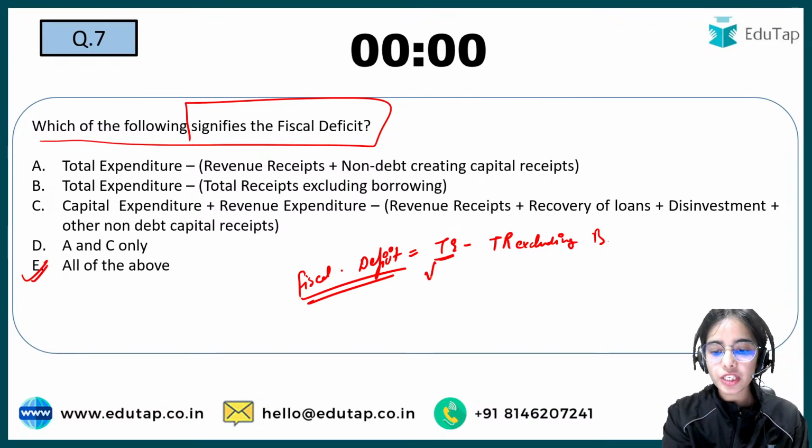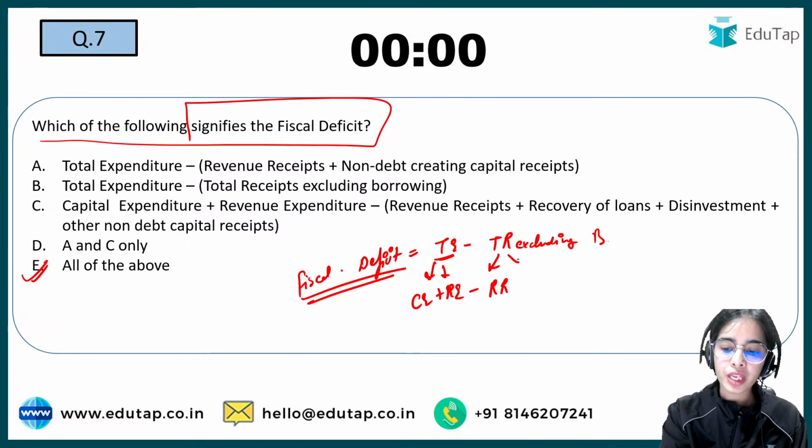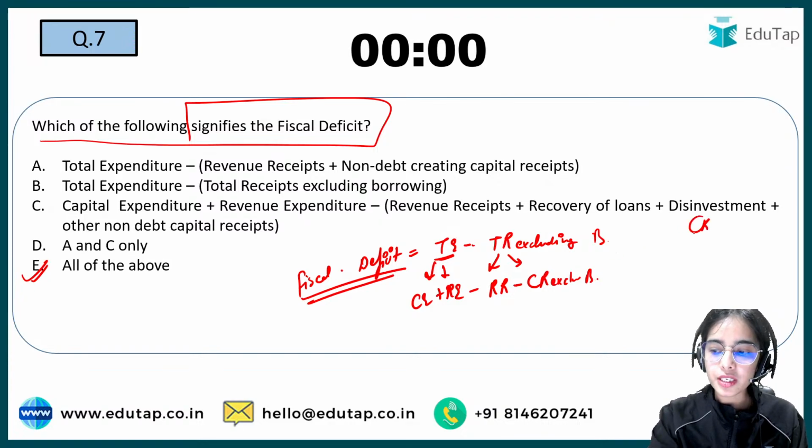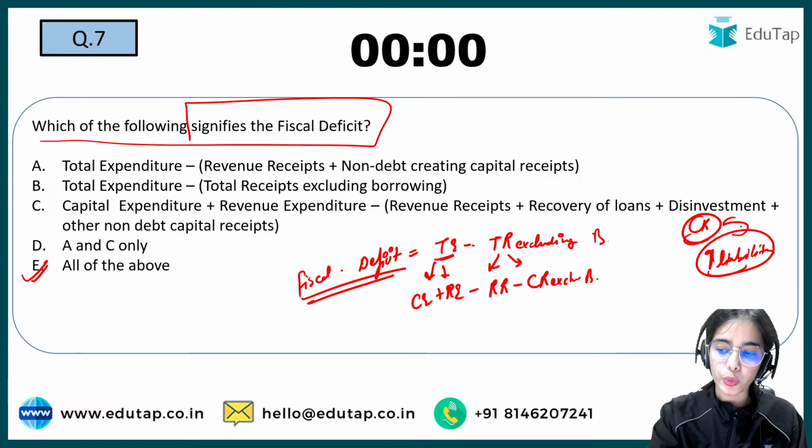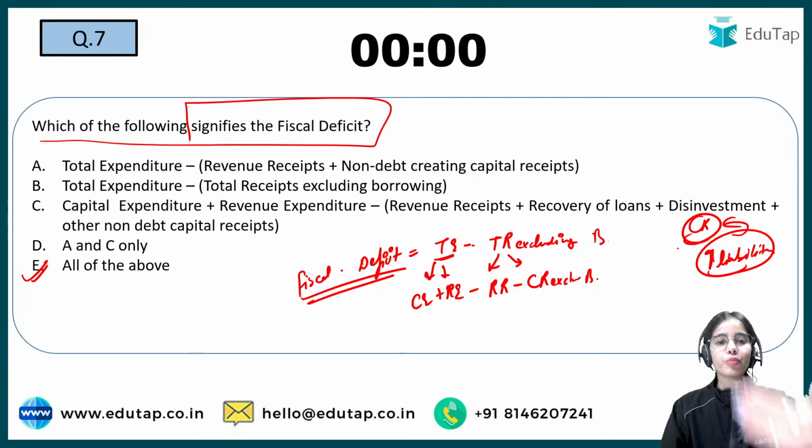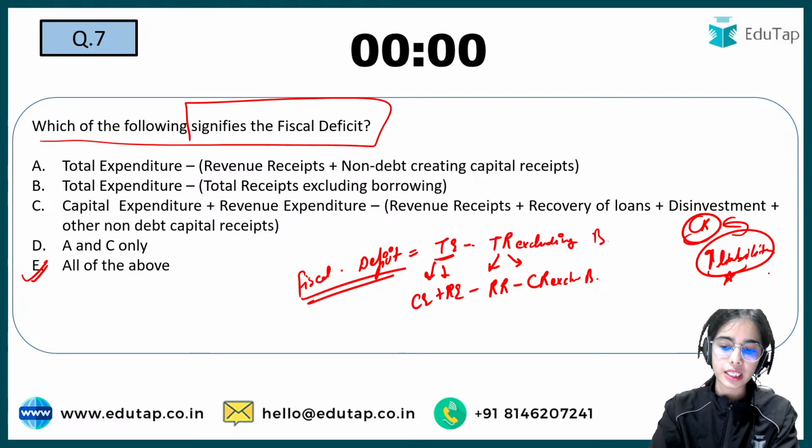Total expenditure is the capital expenditure plus the revenue expenditure. Total receipts are the revenue receipts and the capital receipts excluding borrowing. In the capital receipts, we take the borrowings also. Capital receipts are the receipts of the government where the government is increasing its liability by taking the borrowing. So that comes under the capital receipt. The government is receiving money from the borrowing also by increasing the liability.